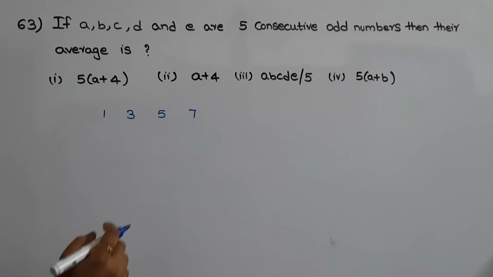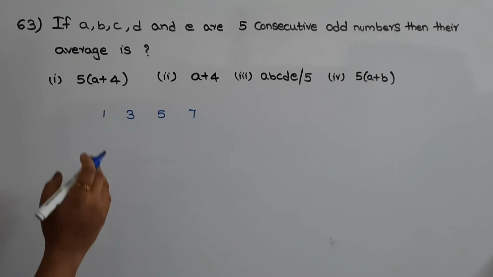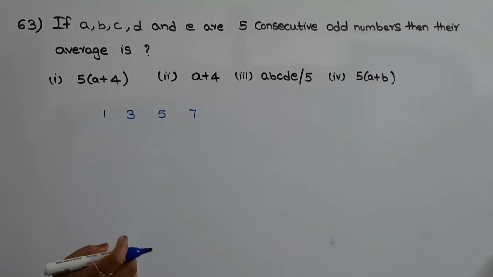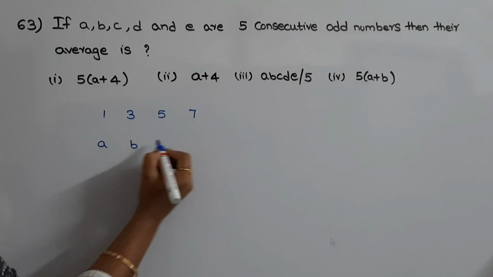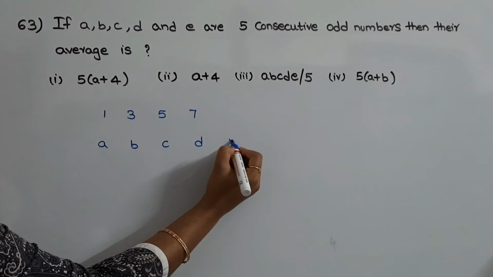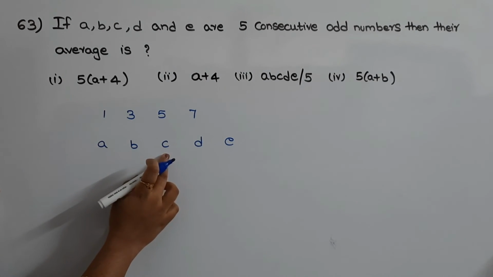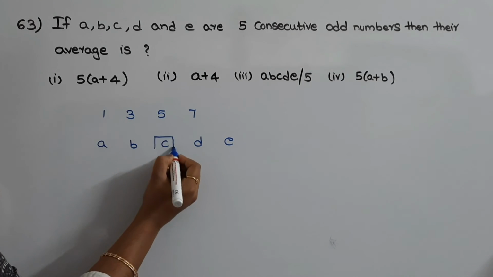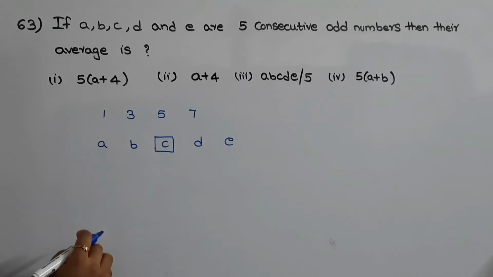In the 42nd episode, I have said that the average of consecutive numbers will be the middle number. Here the consecutive numbers are A, B, C, D and E. So the average of consecutive numbers will be the middle number. Here the middle number is C. So the average of these 5 consecutive numbers will be C. But C is not given in the option.